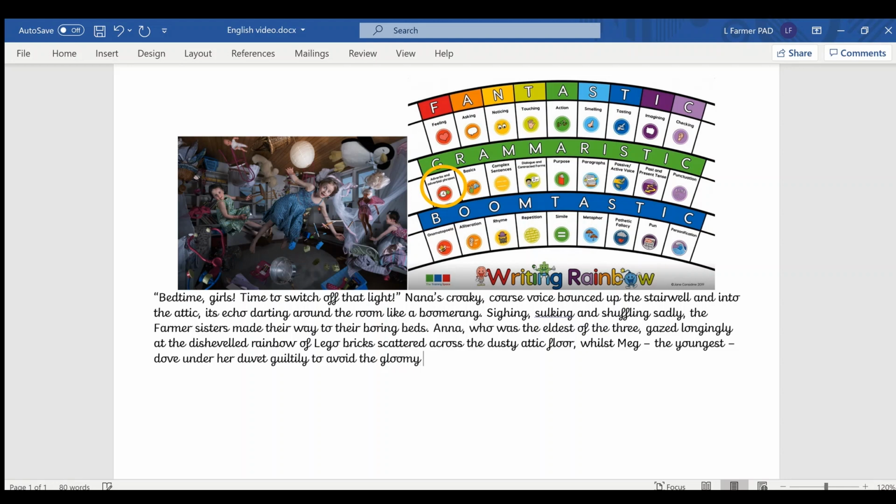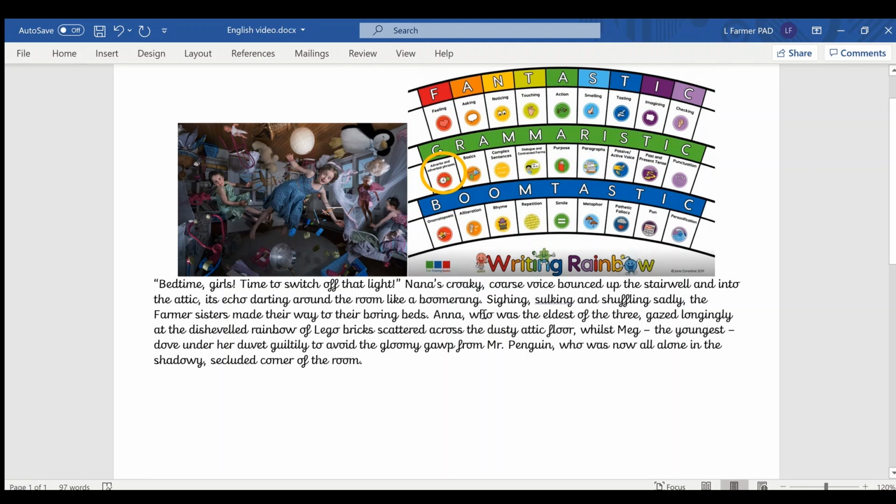to avoid the gloomy gawp. So if you gawp at something, you're kind of looking at something in disbelief. Avoid the gloomy gawp from Mr. Penguin. Sorry, my typing's not good today. Mr. Penguin, another relative clause here, who was now all alone in the shadowy, secluded corner of the room. So it's kind of like she's just left him over there, and to avoid looking at him, she's going to hide under her duvet because she feels really bad. Secluded corner of the room.